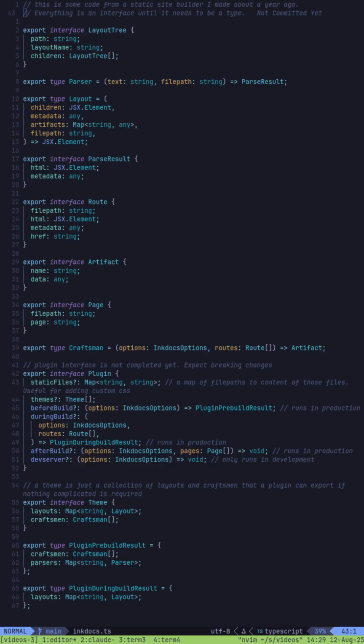At the end of the day, most devs tend to prefer interface until a type is needed, so it's best to just stick with that as a rule of thumb.